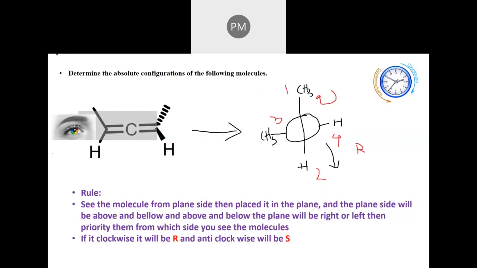So now the system is for the allene molecule. For the allene molecule, we have to determine the absolute configuration. First we have to draw that molecule in the Fischer system, then we have to tell whether this configuration is R or S. For the allene molecule, the first rule is we have to see that molecule from the side of the plane. So these are in the plane, and this hydrogen is above the plane, and this methyl is below the plane.